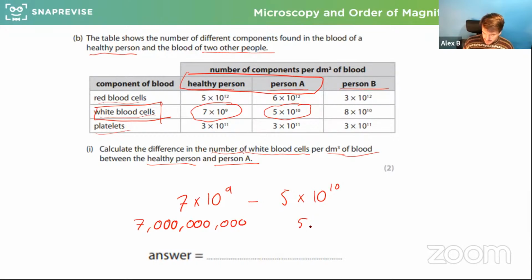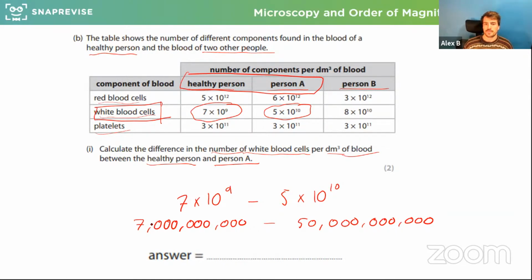That, and to the 10 is 50 billion for this one. So we want to know the difference between these two numbers. You could minus it this way and you'll get a negative number, which is fine because it doesn't matter whether it's negative or positive, that's going to be our result. But I would find it conceptually easier to think about subtracting the smaller number from the larger number. So let's do 50 billion minus 7 billion.